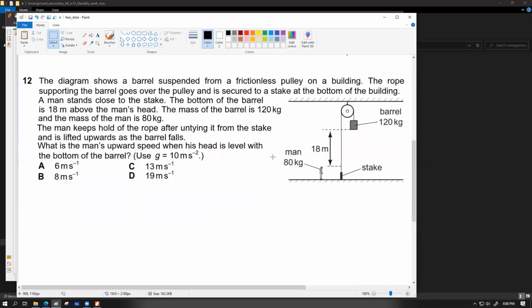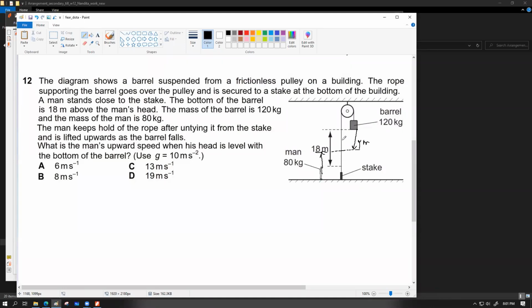I'm going to solve this problem in two different methods. I'm going to go first with the energy part, which is the easier way to go. The idea is that whenever this barrel falls down, the rope is going to start pulling up the person. So whenever the person's head is level with the barrel, the barrel has to come down by 9 meters, and the person's head will also have to rise up by 9 meters, so that now the bottom of the barrel is level with the person's head. This one is going to fall down by 9 meters, this is going to rise up by 9 meters, and they're both going to gain some kinetic energy.